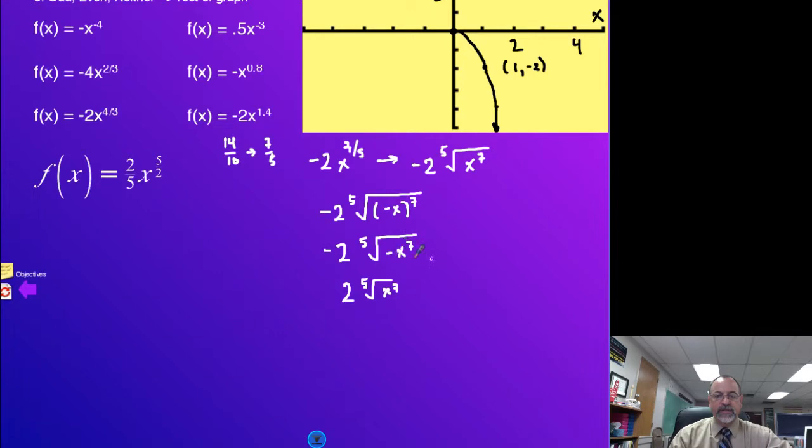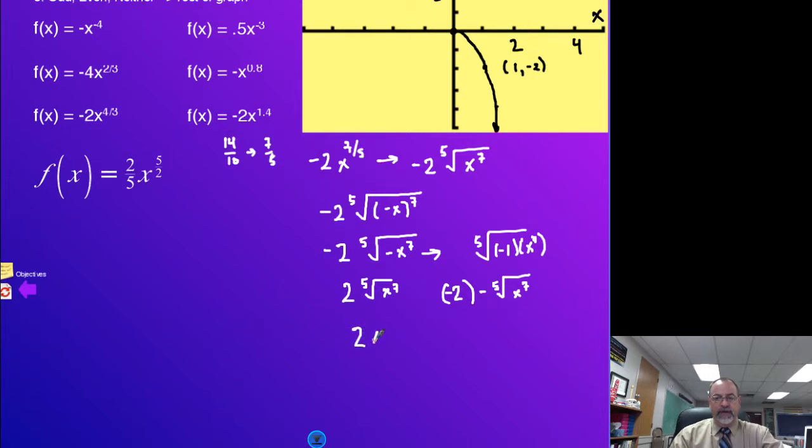So what I did was, let me explain that a little bit, the fifth root of, and what I did was I took this negative x to the 7th and broke it apart into two parts, because this is the same thing. Negative 1 times x to the 7th. Now if I take the fifth root of negative 1, that is negative 1. The fifth root of x to the 7th, I'm just going to leave it there. So that's why the negative sign comes outside. But then I already had a negative 2 out here, so the negative 2 times this negative becomes the positive. That's why it becomes like that.